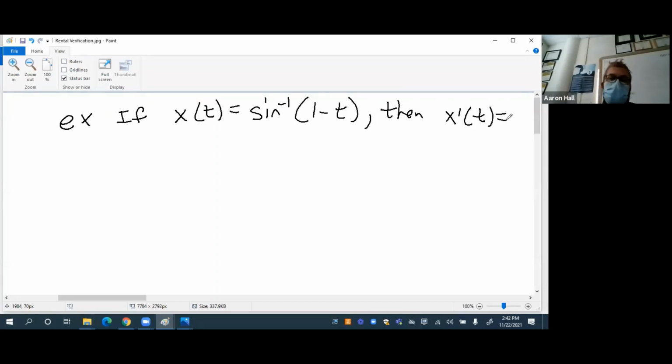Incidentally, what would this mean in terms of physics? That's our position. So if we took the derivative of that, that's going to give us our velocity.